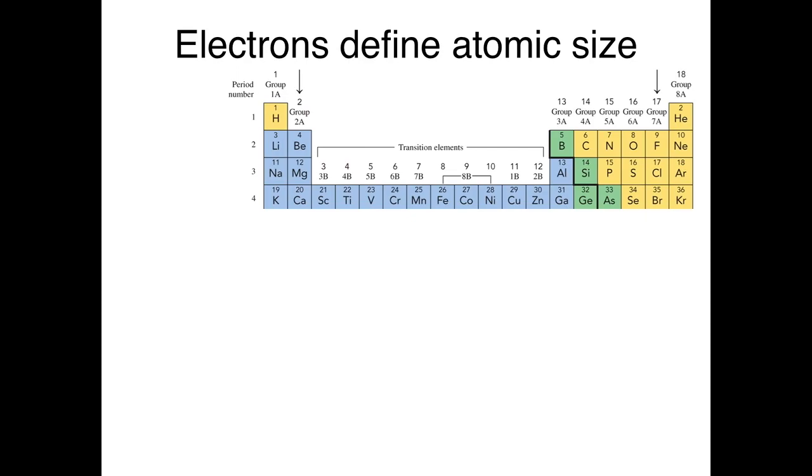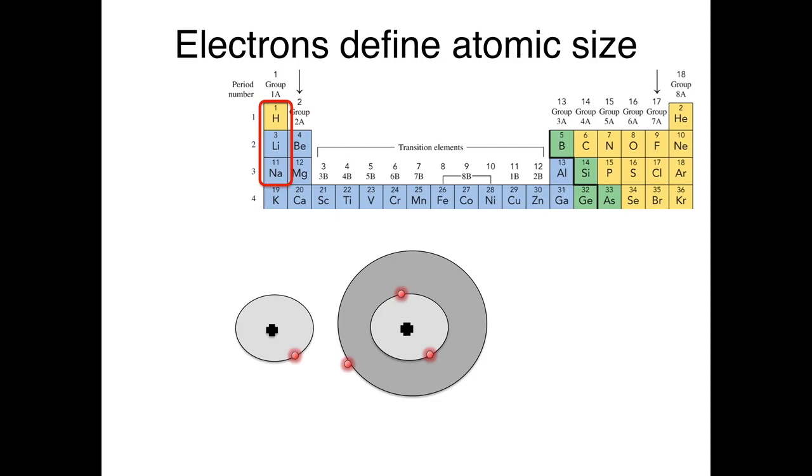The first of those trends is atomic size. Let's first take a look at three atoms: hydrogen, lithium, and sodium. They are all in the same group. Hydrogen has 1 electron, and that 1 electron is in its first level, whereas lithium has 2 in the first level and 1 electron on the outermost level.